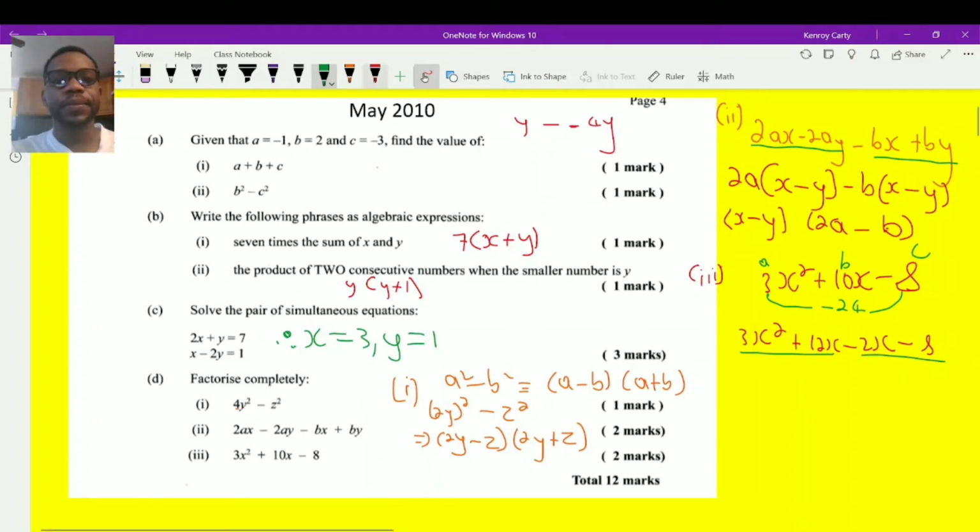Alright, now what can I factor out? I have 3 and 12. I can take out a 3. I have x squared and I have x. I simply take out the lower one, which is x. Now if I take out 3, 3 into 3 is 1, so that's gone. You have x squared, you take out 1, so you have an x left right there.